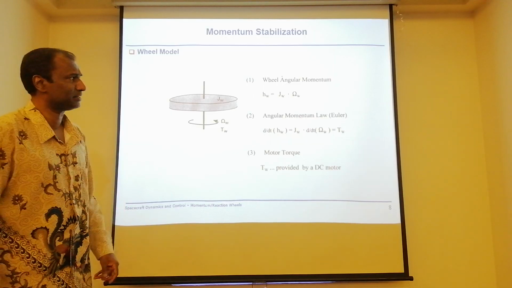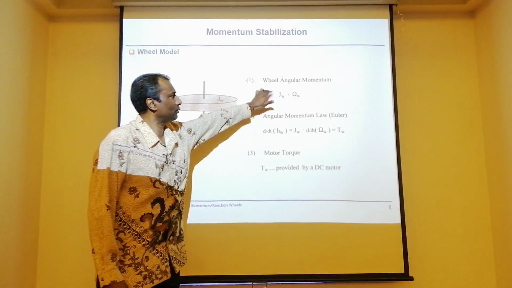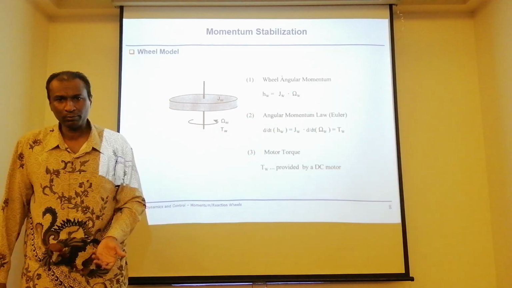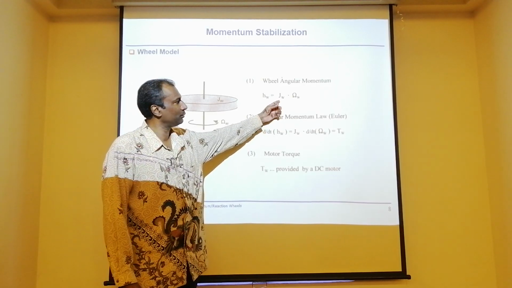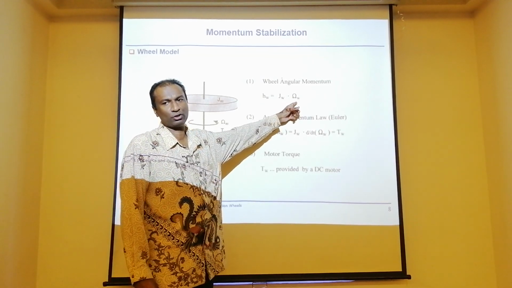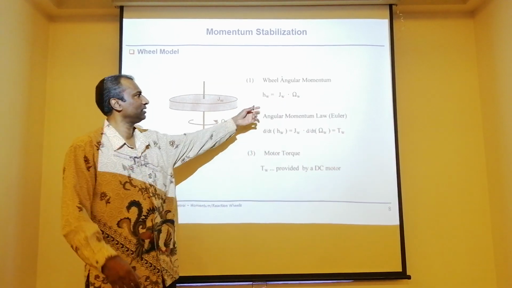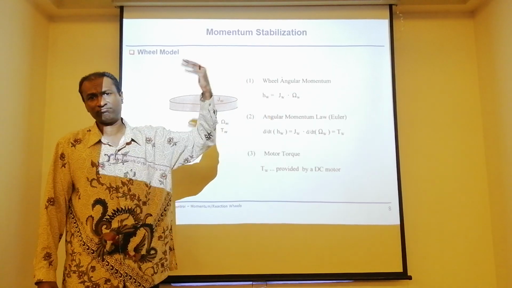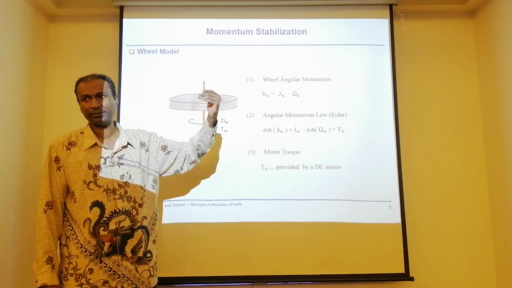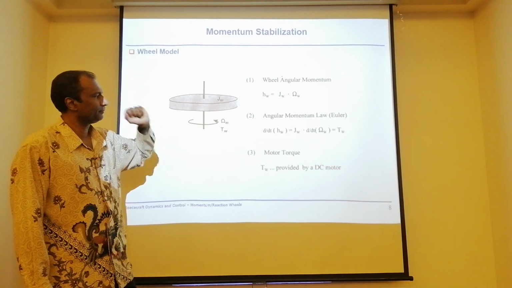Right, go on. Let us go back to the fundamentals. What exactly happens when I have a wheel? Let's talk about the wheel model. The angular momentum of any wheel, J, is basically the inertia of the wheel times the angular velocity of the wheel. Sometimes some books write this as L, angular momentum L. I mark it as H. That's the same. Don't worry.